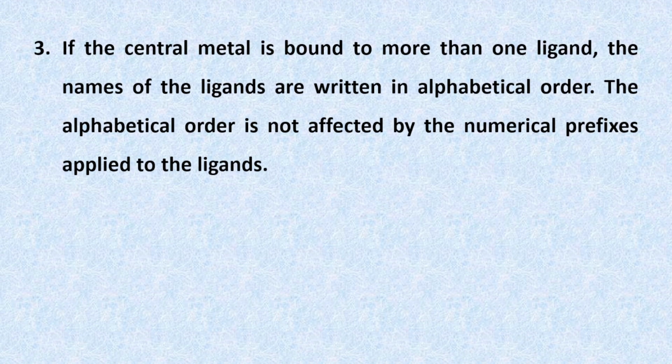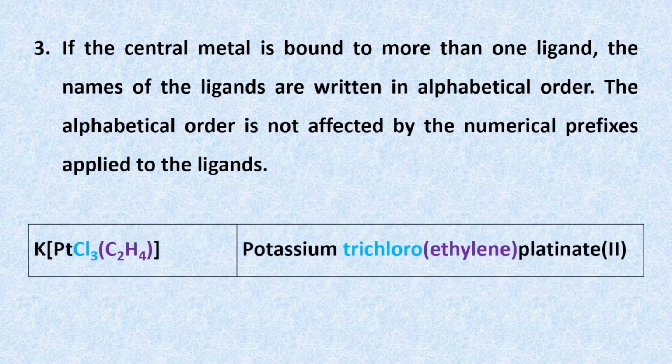Number 3. If the central metal is bound to more than one ligand, the names of the ligand are written in alphabetical order. The alphabetical order is not affected by the numerical prefix applied to the ligand. In this complex, we have 2 different ligands, chloride and ethylene. Thus, based on the alphabetical order, chloride will be written first, followed by ethylene.